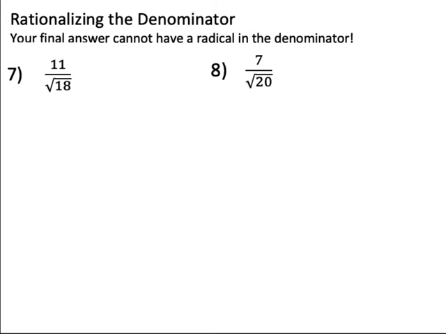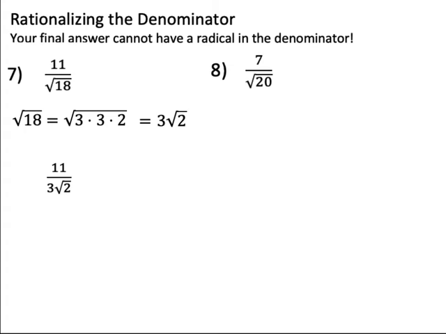So step 1 is still to simplify the square root part of your fraction. So square root of 18 is really 3 square root of 2. So now your fraction looks like this, 11 over 3 square root of 2. But that's not our final answer because we cannot have a square root of 2 under the fraction bar. On top of the fraction bar is okay, but your final answer cannot have square roots under the fraction bar in the denominator. So you rationalize the denominator.